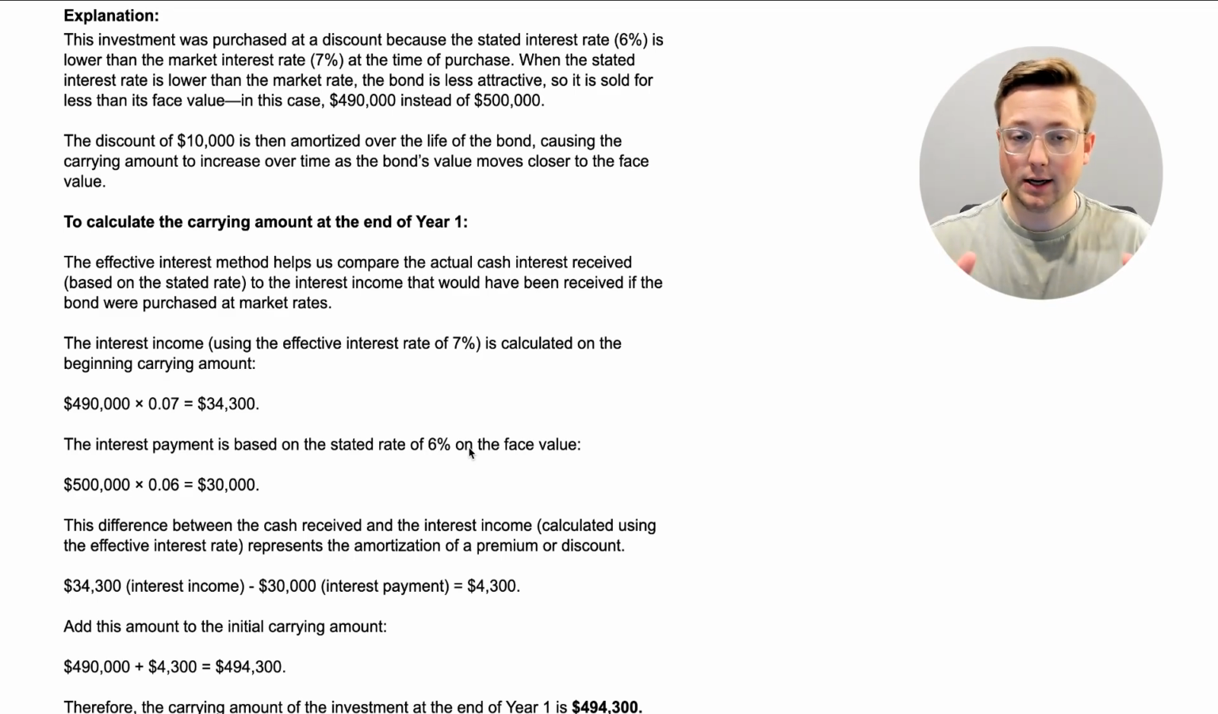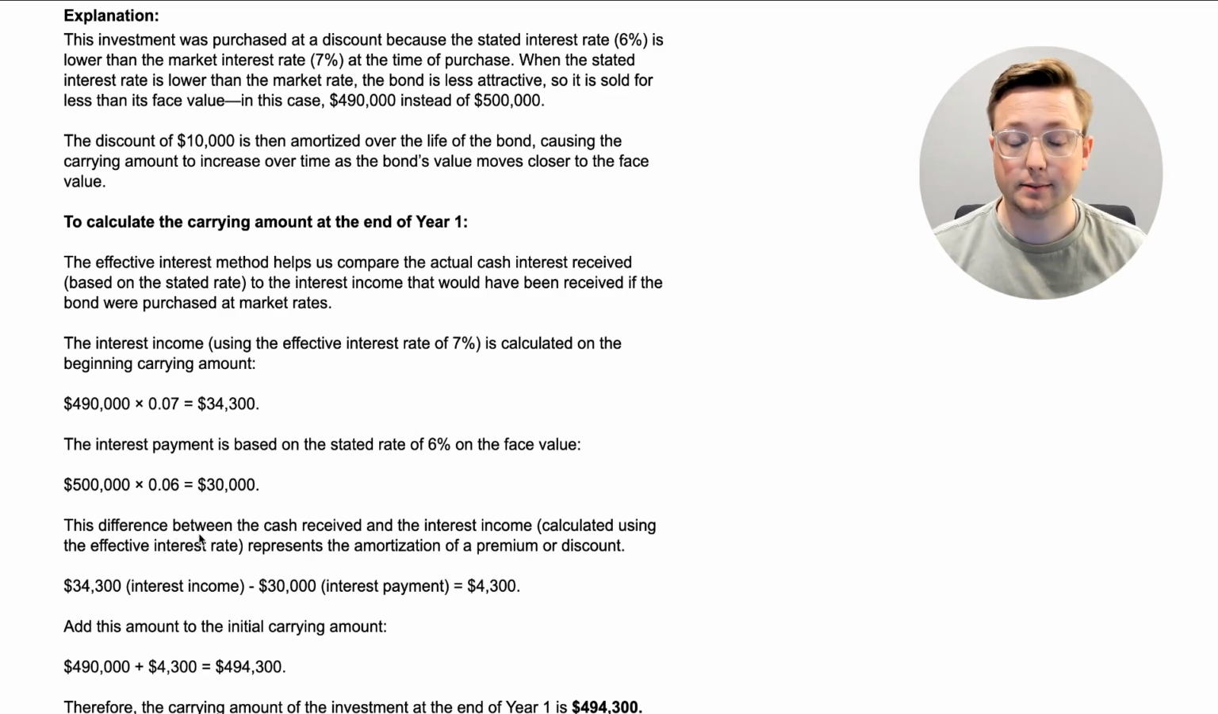The interest payment is based on the stated rate of 6% on the face value. So again, you take the market rate and multiply it by the carrying amount, and you take the stated rate and multiply it by the face value. And then, with those two, 500,000 multiplied by 6% is 30,000. You have to figure out what the difference is between these.